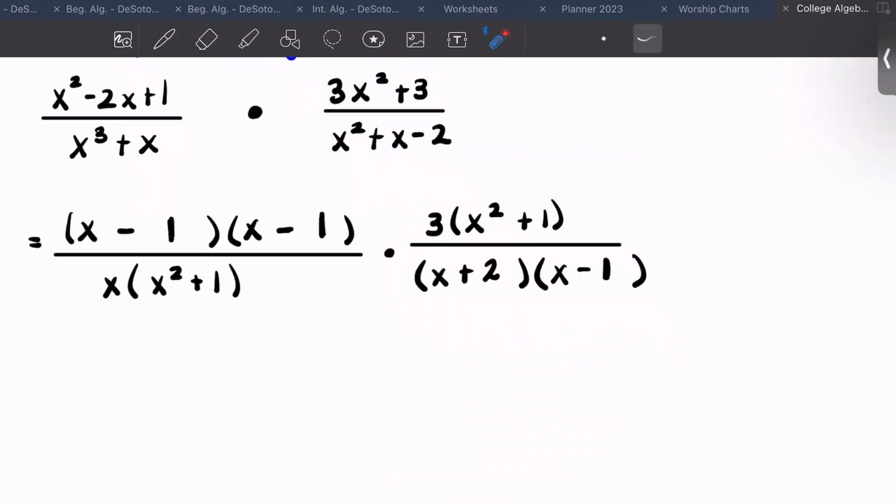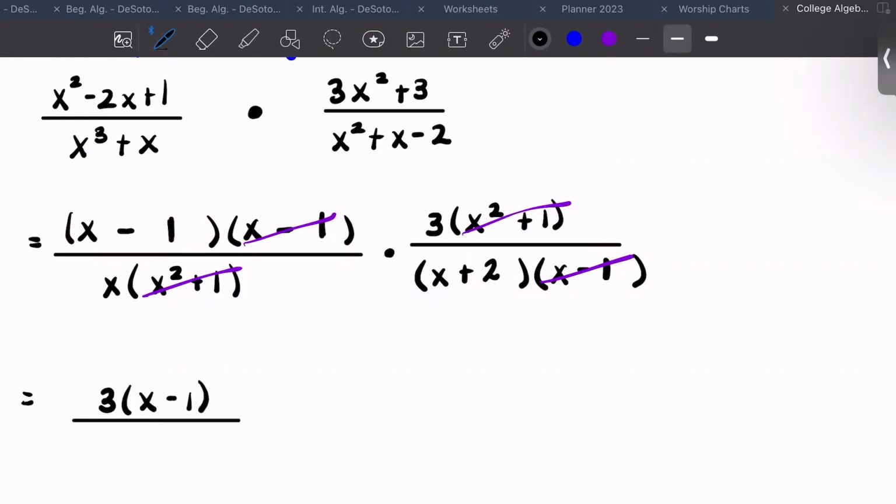Now you can cross out. So we have x squared plus 1, x squared plus 1, x minus 1, and then x minus 1, okay? Doesn't matter which x minus 1 you cross out there. You could have done this one and kept this one. It doesn't matter. Okay, so now we got to see what we're left with. We're left with 3 times x minus 1 over x times x plus 2.